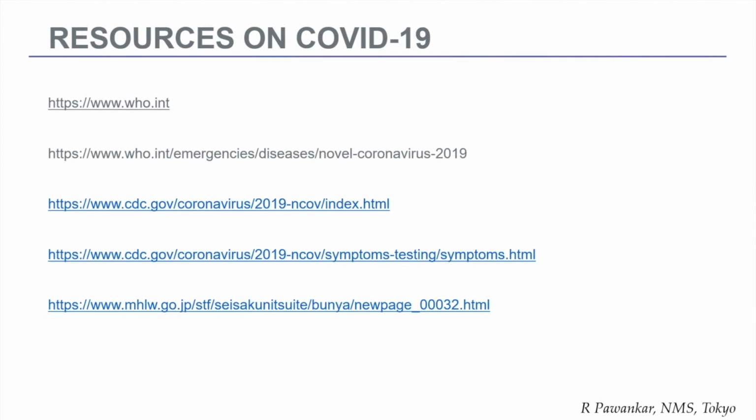These are the resources that you can go to. Any of these resources, from the World Health Organization, from the CDC of the United States, and from the Japanese Ministry of Health, Labour and Welfare, will give you authentic information. Do not look at multiple things that you find in the media, social media, because there is so much there which has absolutely no evidence at all.